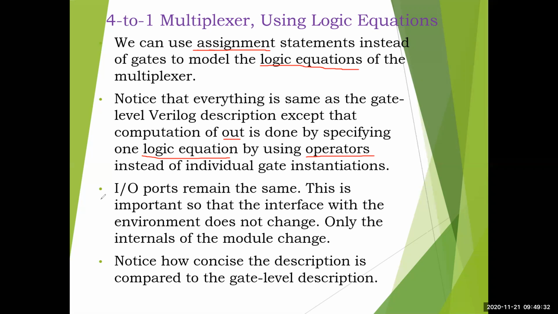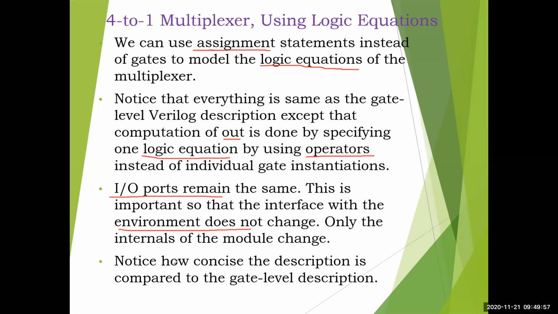IO ports remain the same. Since the design is not going to change, internally only we are changing. That's why whatever you are writing in the first part, input output declaration, list of ports, everything is the same. That's why I have taken the previous example first, to show this difference. This is important so that the interface with the environment does not change. Only the internals of the module will change.